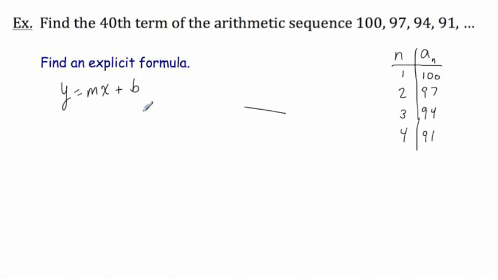And the outputs, the first 4 terms, are 100, 97, 94, and 91. So instead of writing y equals mx plus b, the output is not a y, it's an a sub n. So let's use a sub n equals, we're still looking for the rate of change. The input is an n instead of an x, and we're still looking for b. So we need to find m, and we need to find b.